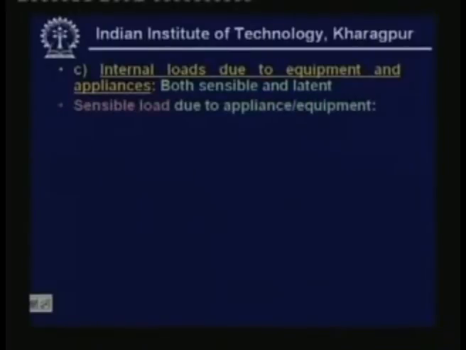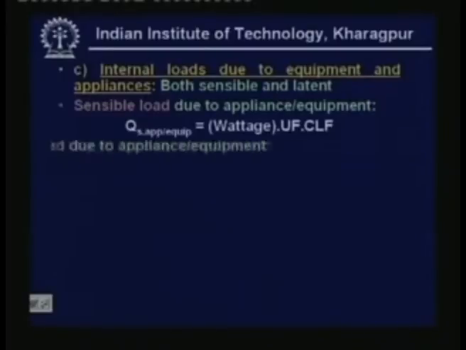And how do we estimate the sensible load due to appliance or equipment? It is simple, it is given by Q sensible load due to appliance or equipment is equal to rated wattage multiplied by the utilization factor UF multiplied by the cooling load factor. Here again you have a cooling load factor because some of the sensible heat from the equipment or appliance may be in the form of radiation. For example, if you have an oven or an electrical heater inside the conditioned space, then most of the heat may be in the form of radiation, in which case you have to consider the cooling load factor. Again, as I said, UF is the utilization factor.